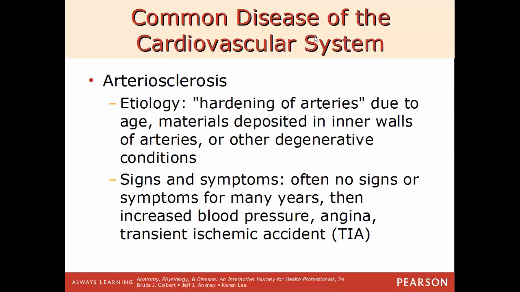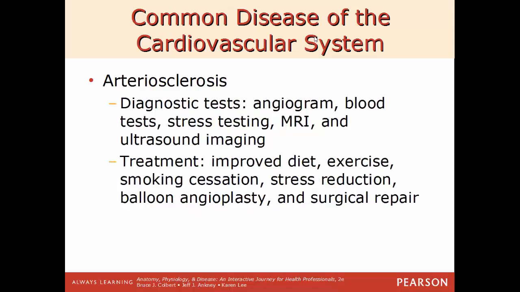Arteriosclerosis, etiology: this literally means the hardening of the arteries. Could be due to age, could be due to minerals being deposited on the inner walls of the arteries, or other degenerative conditions. Signs and symptoms: there are often no signs or no symptoms for many, many years, sometimes even decades. But then all of a sudden there's an increased blood pressure, there's angina, there's a TIA, transient ischemic attacks. Diagnostic test: angiograms, blood test, MRIs, stress testing, and ultrasound imaging. And for treatments: improving the diet, exercise, stopping smoking, reducing stress, balloon angioplasty, and if needed, a surgical repair.